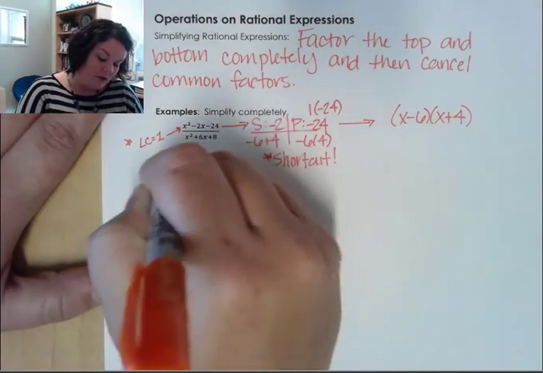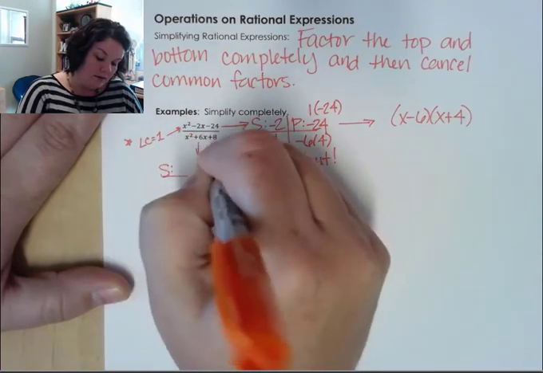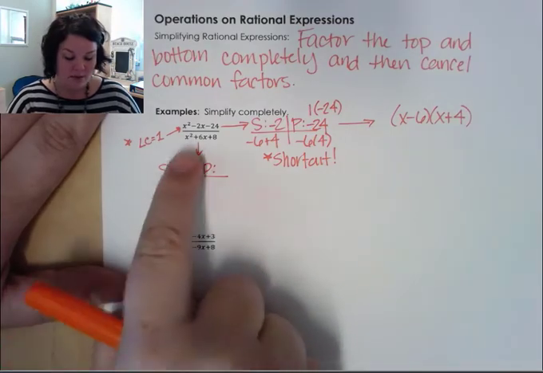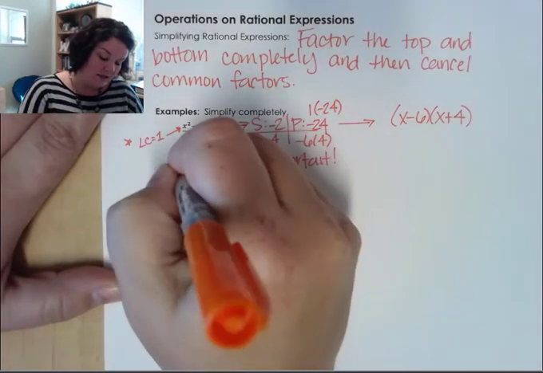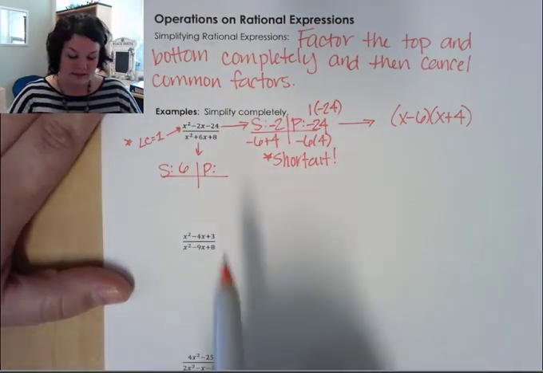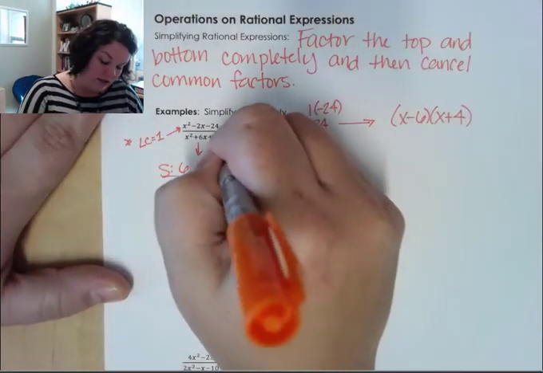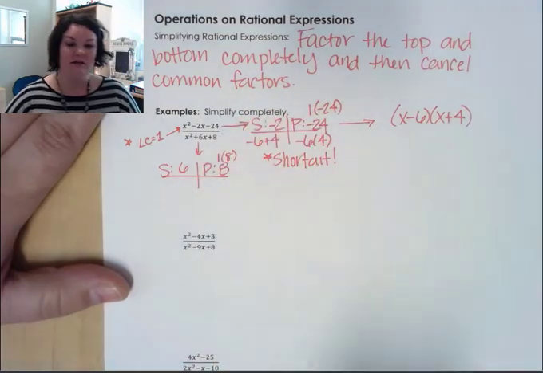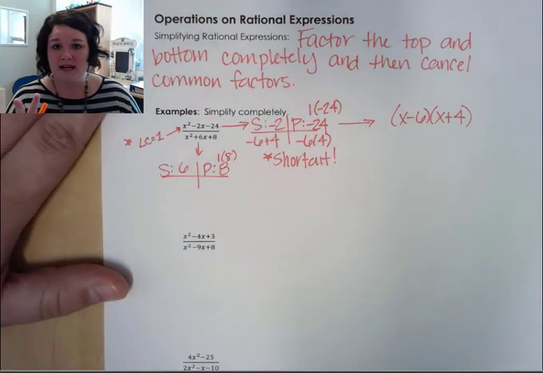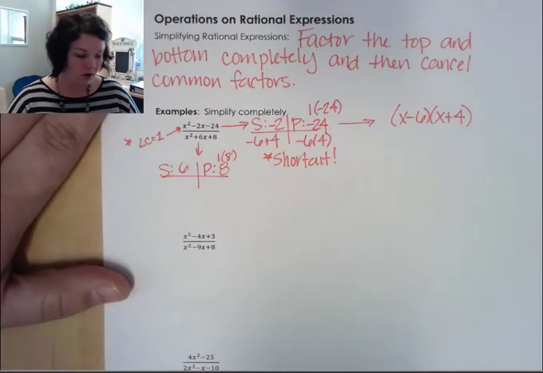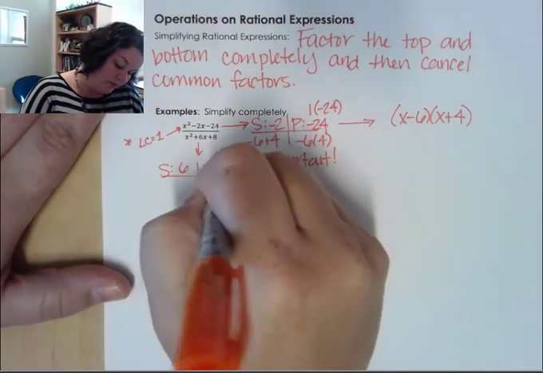So again, I'm going to do sum product because I have 3 terms, right? No greatest common factor. My middle coefficient is a 6, so that's my sum. And my product is going to be my first coefficient times my last coefficient. So 1 times 8 is 8. So I need two numbers that multiply to 8 that will combine to give me 6, which would be 4 and 2, right? Both positive.